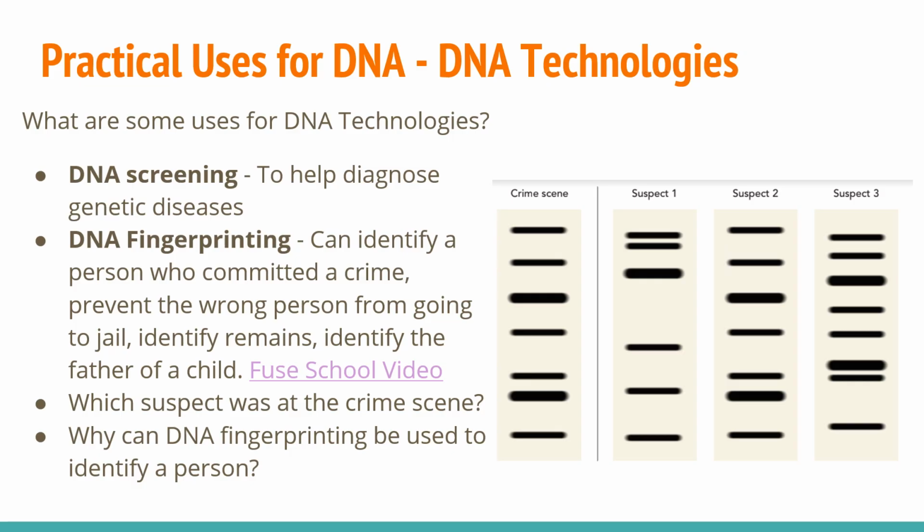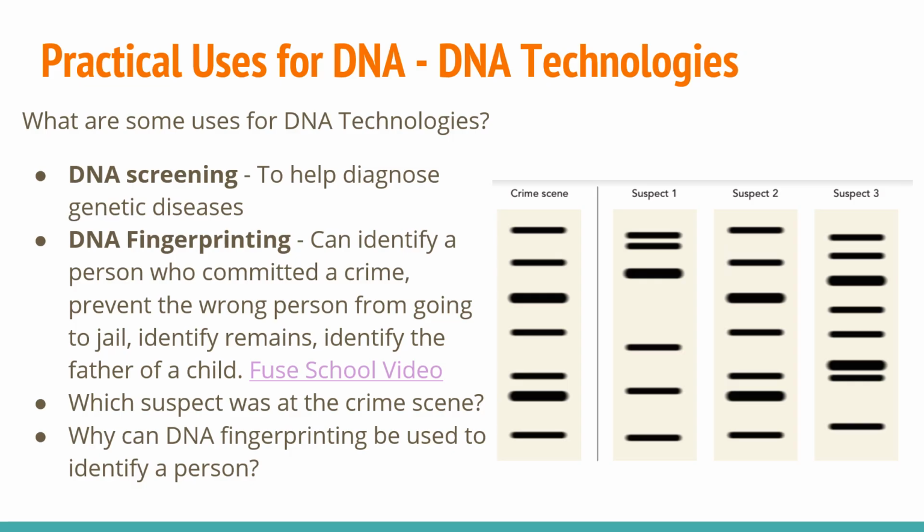Which suspect was at the crime scene? We're going to look at the image next, and we're going to see which one has the same gene pattern. According to this, we can say that suspect 1 is definitely not it because it does not match. Suspect 3 also does not match, which means that our suspect has to be suspect 2.